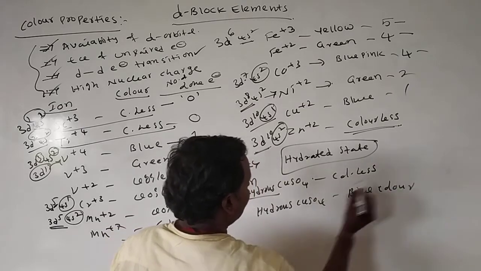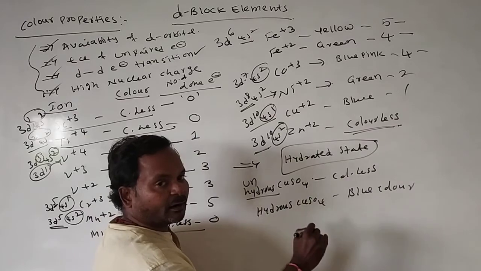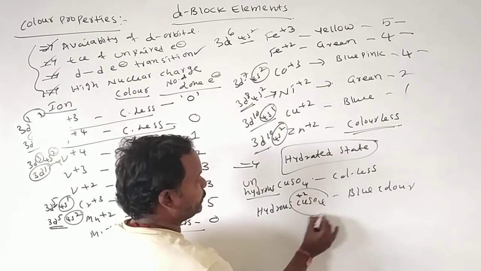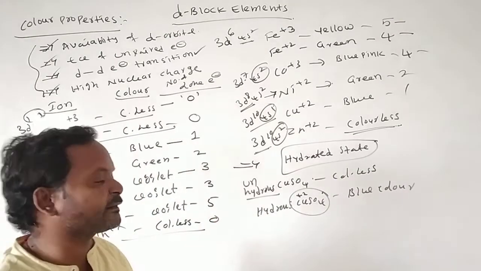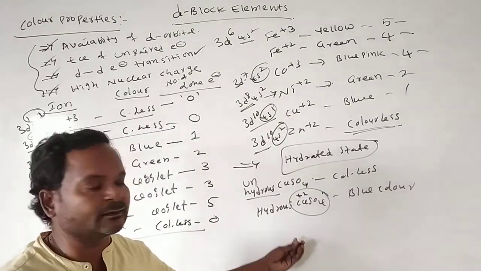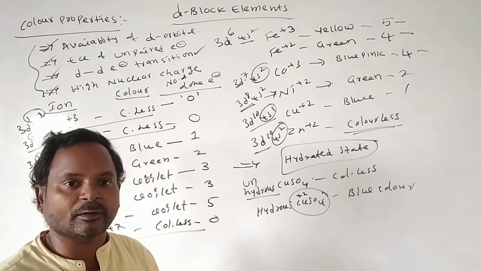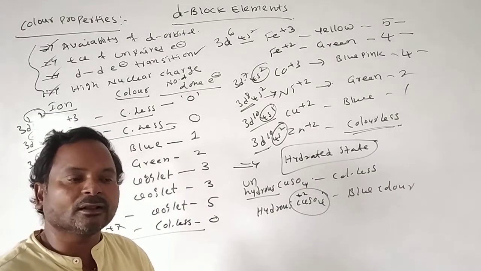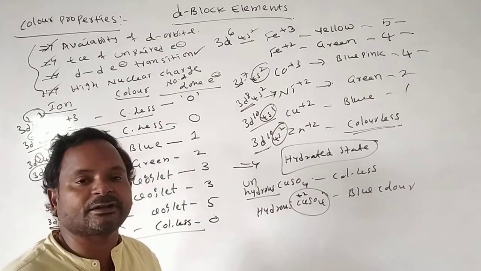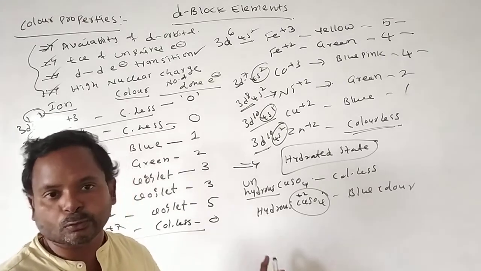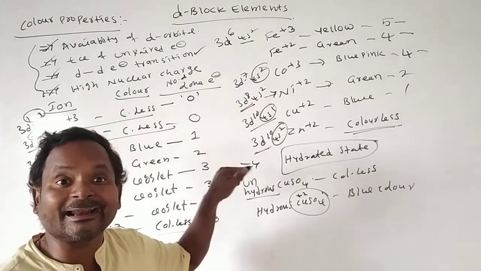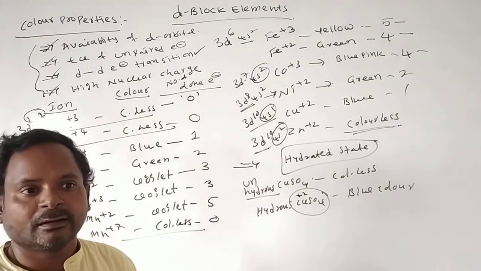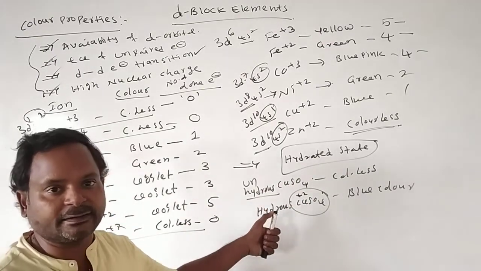Why? Because when it is added with water, it releases Cu plus 2 ions. Then only it exhibits color. If it does not release Cu plus 2 ions, it never exhibits the color property. So all the transition element compounds show color properties in their hydrated state only, not in anhydrous state.